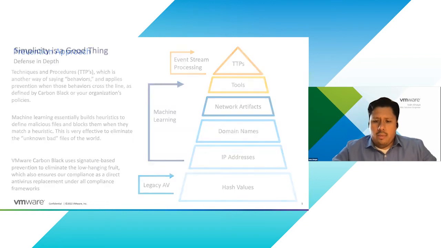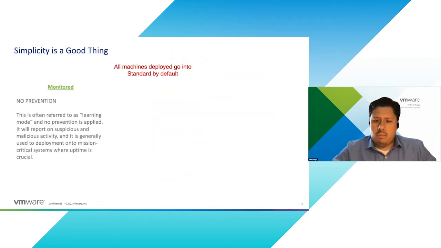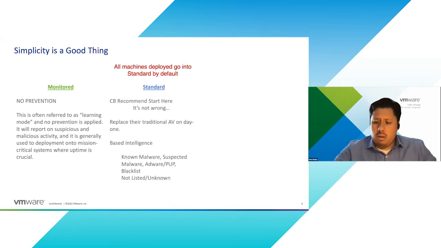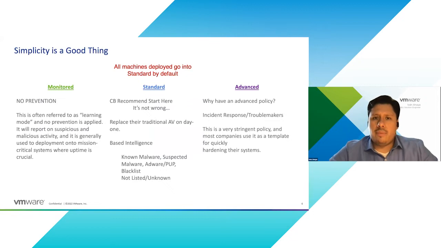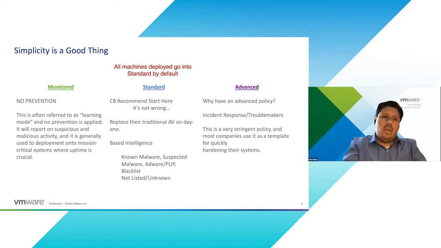So now that we have talked about prevention, let's talk about some of the basics of policies. Most of you know that by default, out of the box, Carbon Black has three policies. We have monitor, standard, and advanced. Let's talk about monitor first. Monitor is often referred to as a non-prevention policy. When we deploy monitor, it will only give us visibility on what malicious activity is happening, but no prevention controls are being applied.